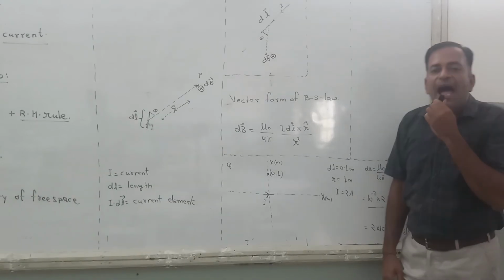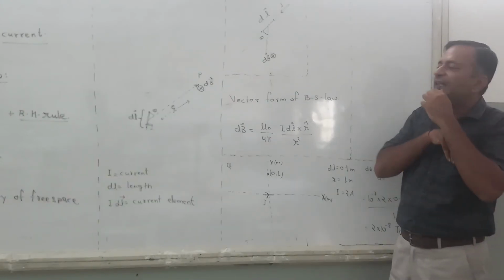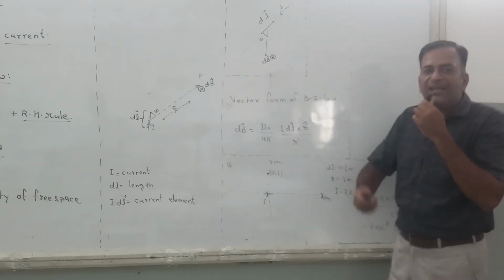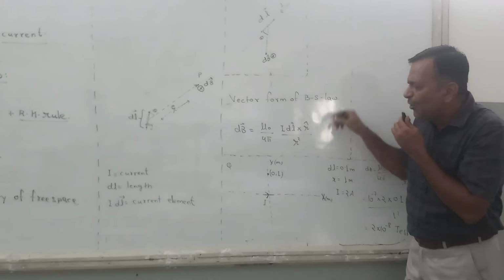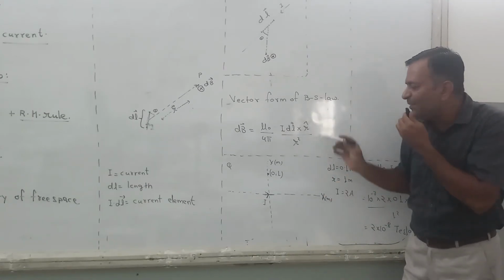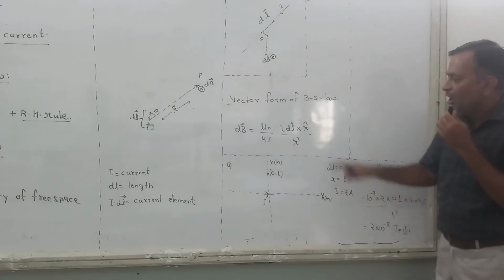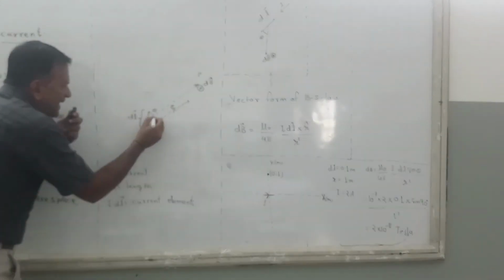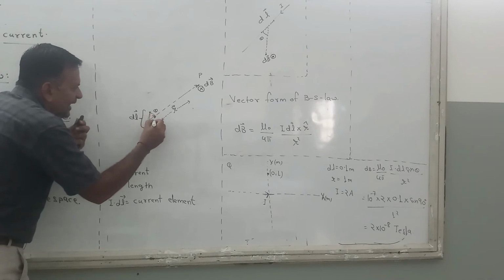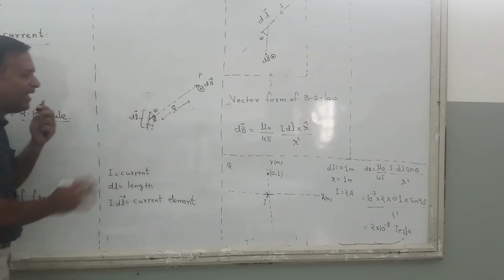What is r cap? r cap is a unit vector. You know, whenever you put cap, it becomes a unit vector. The magnitude is 1. So when I am multiplying this with r, the magnitude is not changing. Why not changing? Because this is unit vector multiplying with 1. Okay, but where is this unit vector? This is the unit vector r cap.